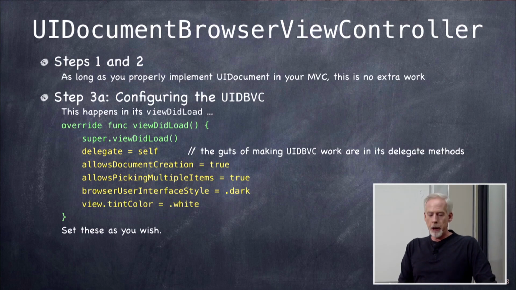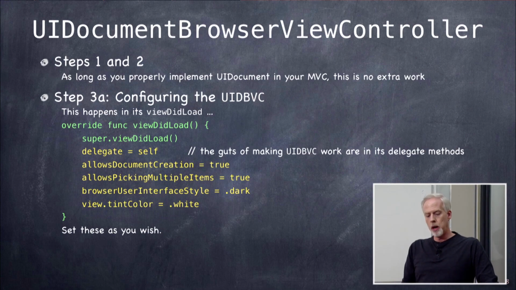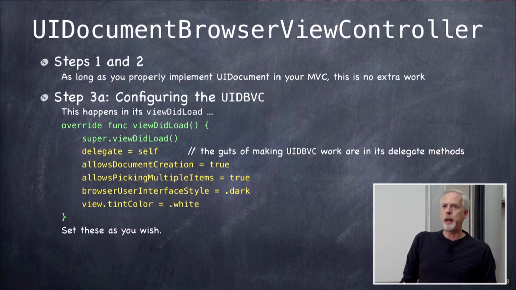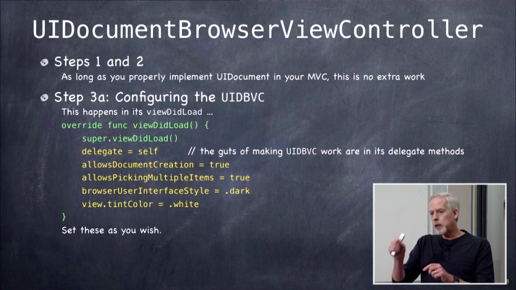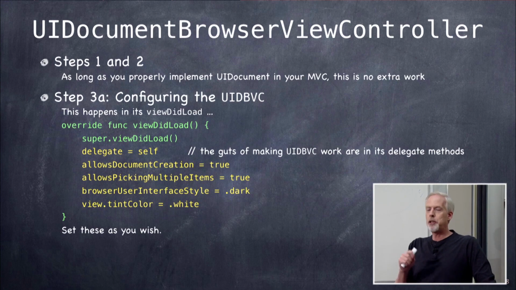Then you can have some things like allowsDocumentCreation equals true. Do you allow people to create documents in your app, or are you just a document viewer? Do you allow multiple items to be picked? In other words, can the user go in and like shift-click, or whatever the equivalent is with the touch interface, to choose multiple items and open them at once? Like EmojiArt can't do that. It can only show one document at a time.